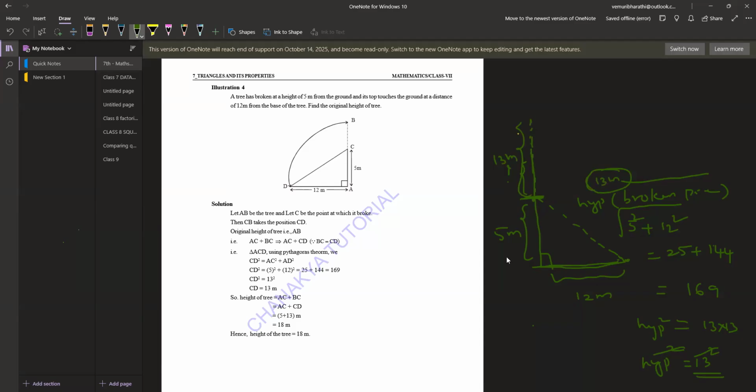Now the original height of the tree. How to calculate it? These two together are the original height of the tree. 13 plus 5. 13 plus 5 is the height of the tree.